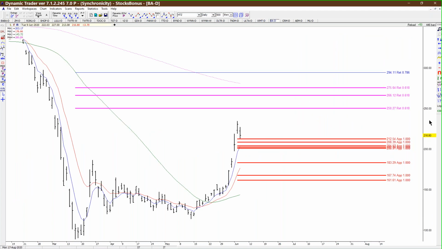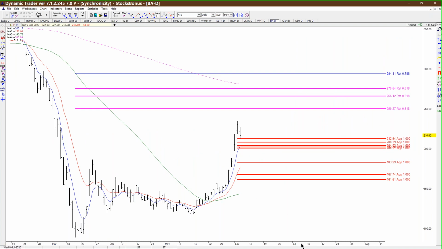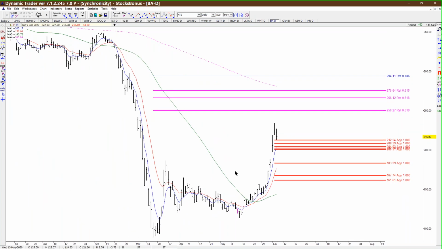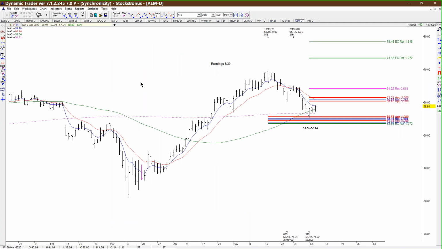Boeing, all I did was set up some of the pullback decisions as far as support. But that's all I have. Like 208, 212 is going to be your next setup. And then I did the free video on this one today. I don't even know what the stock does. AEM. Yeah, that's pretty much it.